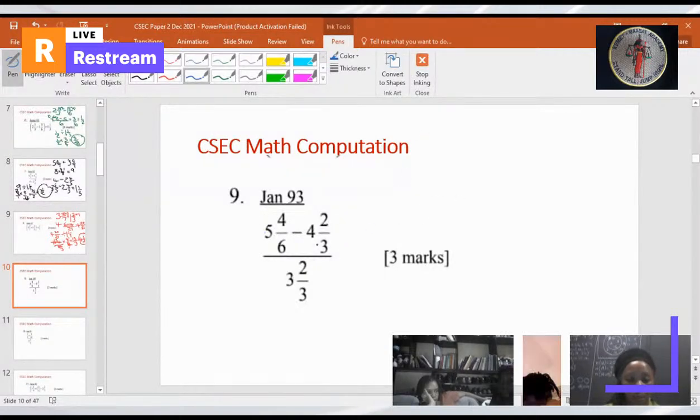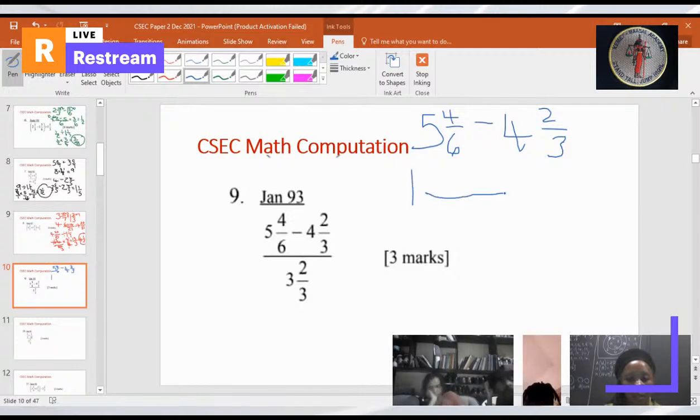So we're working the numerator first. You're going to write 5 and 4 over 6 minus 4 and 2 over 3. 5 minus 4 is 1. And then you're going to find the lowest common multiple, the LCM, which is what? 6.